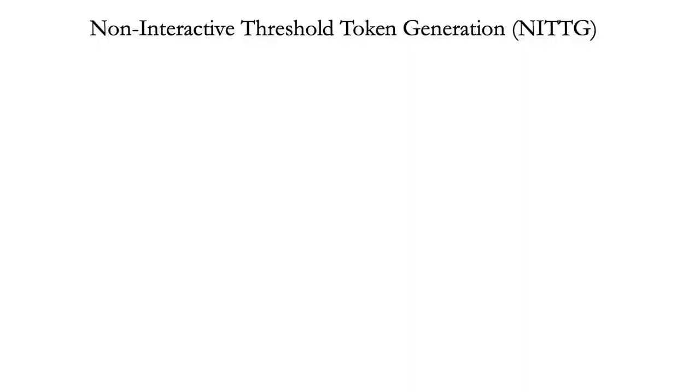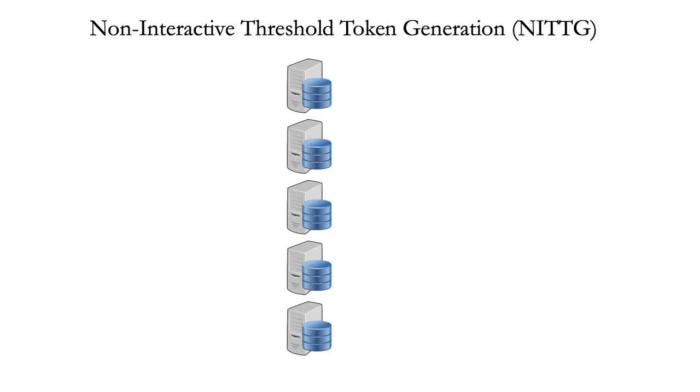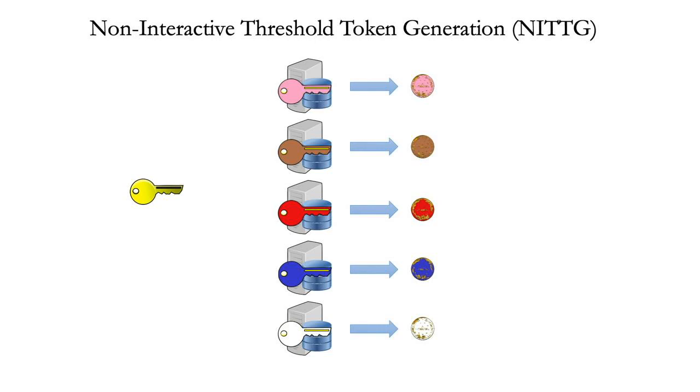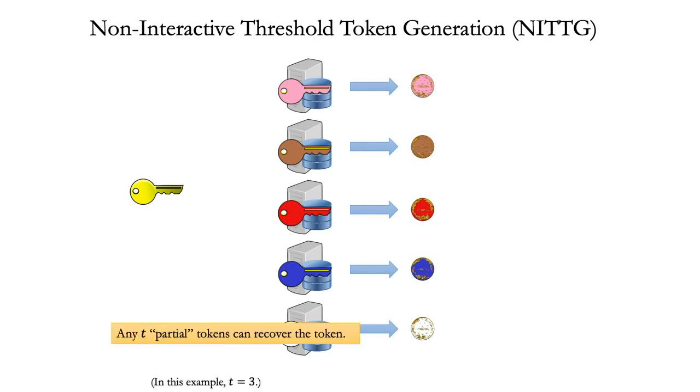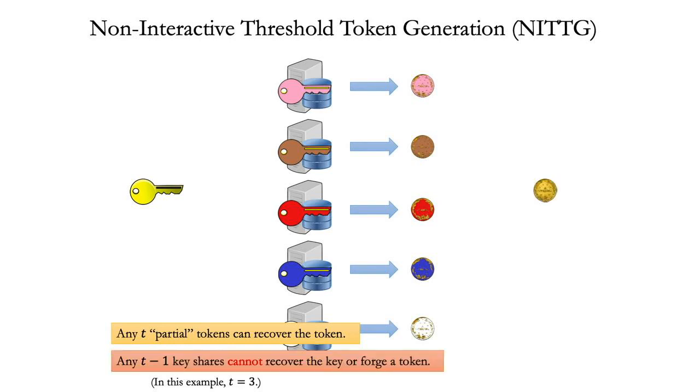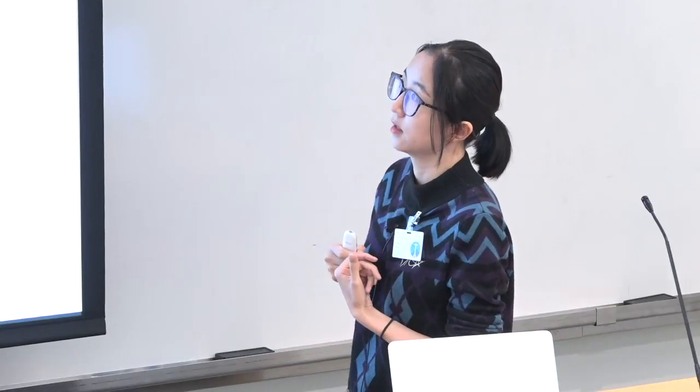So first, NITTG scheme is a token generation scheme where there are a bunch of parties and the secret key for the token is shared among them. To generate a valid token, every party has to use the partial secret key to generate a partial token. And then we have the guarantee that any T partial tokens can be used to recover a real token. And on the other hand, if up to T-1 token key shares or partial secret keys are corrupted, they cannot be used to forge a token or recover the secret key. So this is a scheme for NITTG.